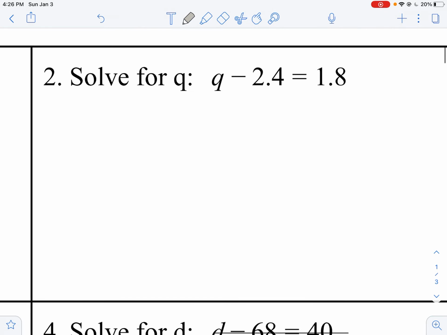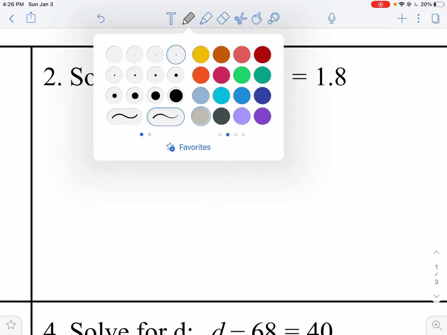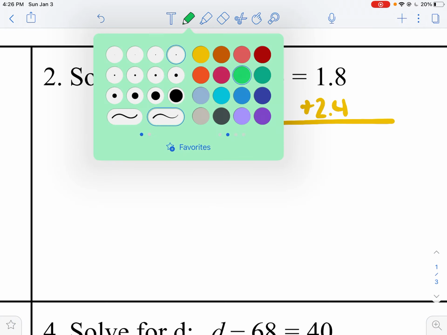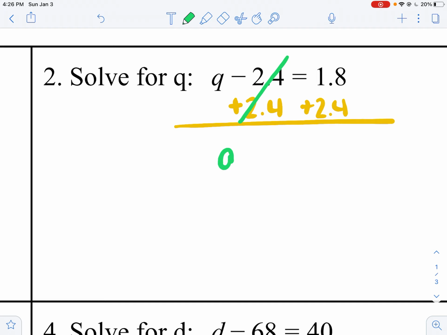So let's try one. Q minus 2.4 equals 1.8. In order to undo that minus 2.4, what I'm going to do is I'm going to add 2.4 on both sides. You must write it on both sides, because if you just write it on one side like that, that is not a balanced equation. We must add 2.4 to both sides. Now, this cancels, leaving us with just Q.